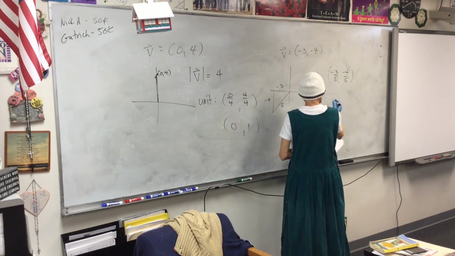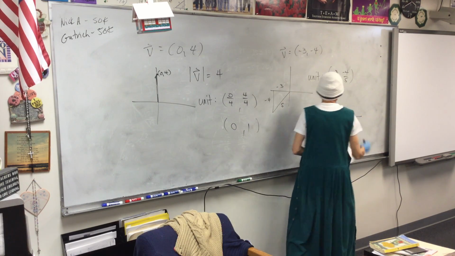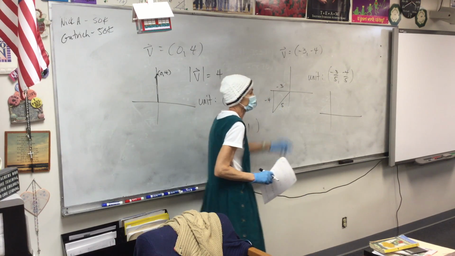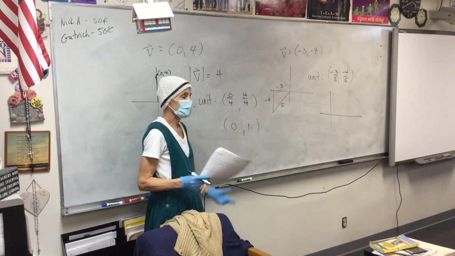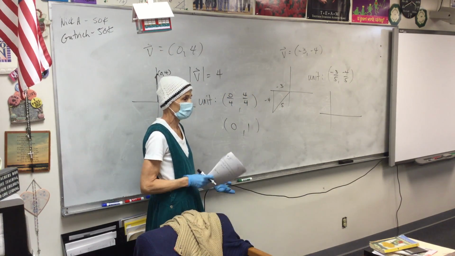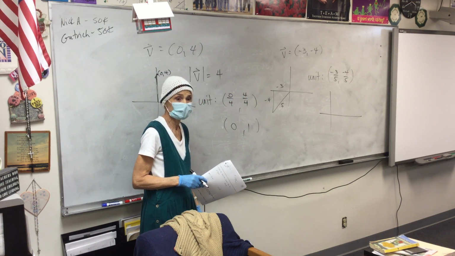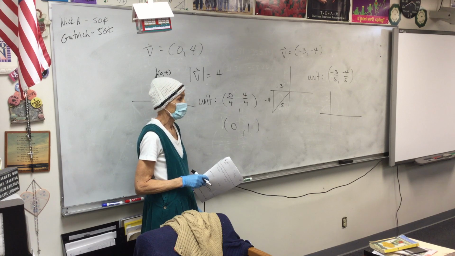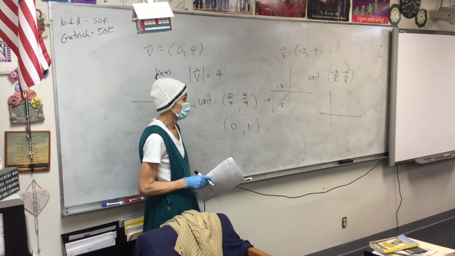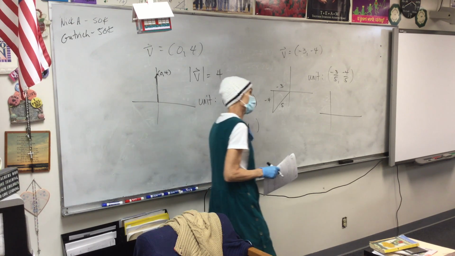Did you get a magnitude of 5? Yes. So that's not even a radical, so you don't have to worry about simplifying or anything. It's just negative 3/5, negative 4/5. All right, so we'll move on to the next part.